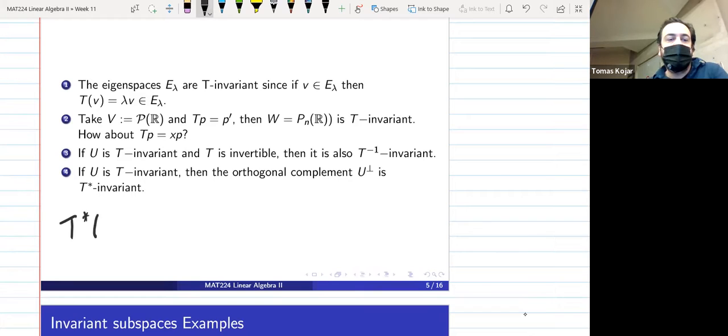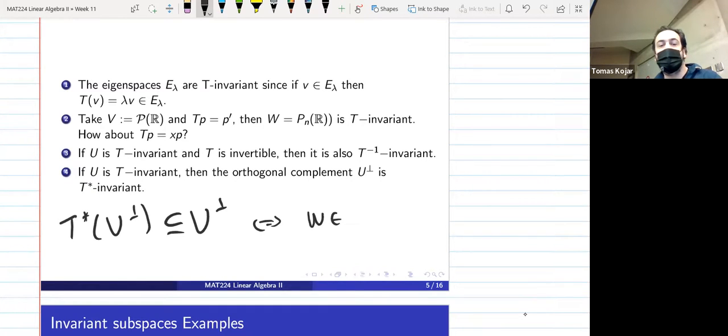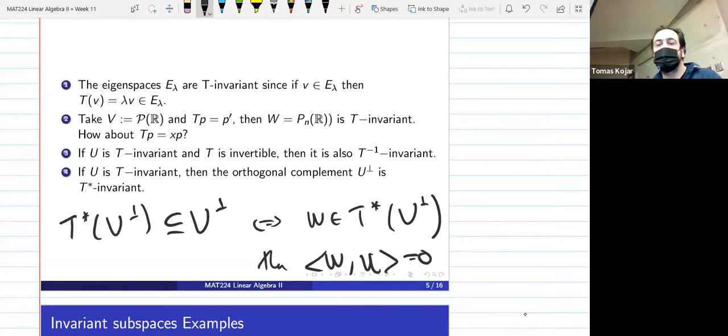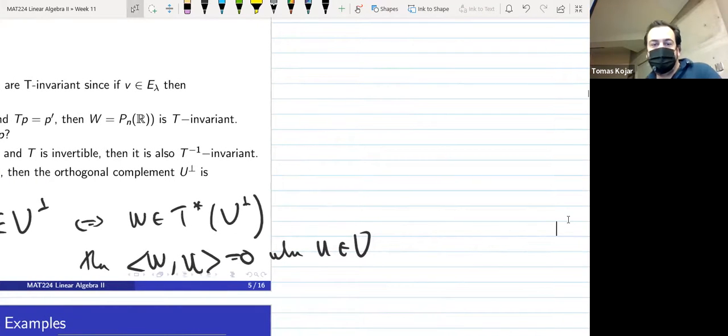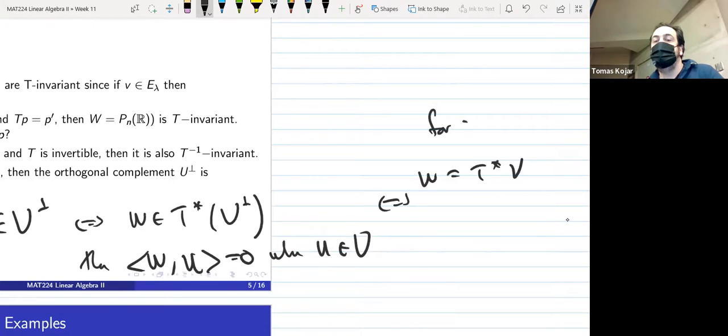Yeah, I have to prove that T star of U perp is inside U perp. In other words, I have to prove that if you take W in T star U perp, then the inner product of W and U is 0 when U is in U. So these are the same thing. But what does that mean? It means that W being in T star U perp means W is equal to T star V, for some V in U perp, right?